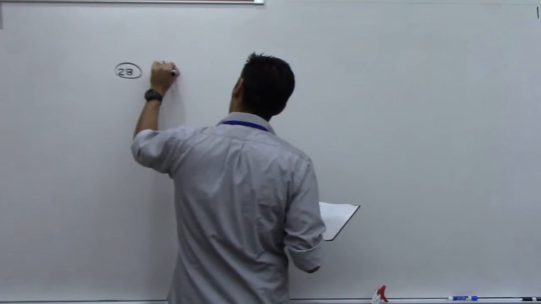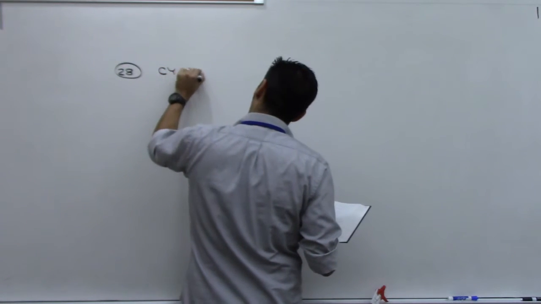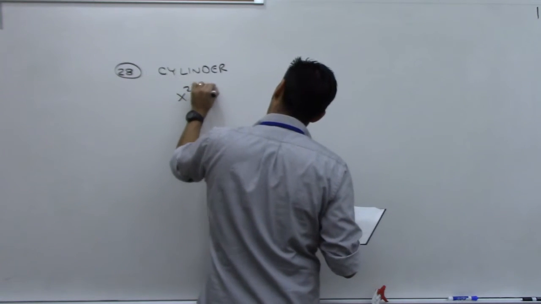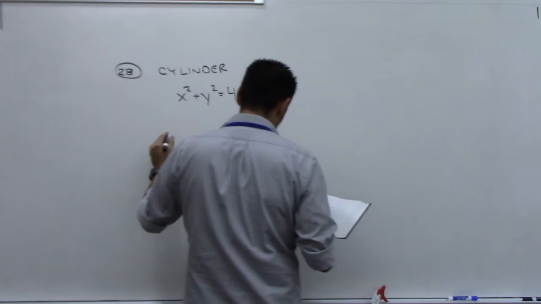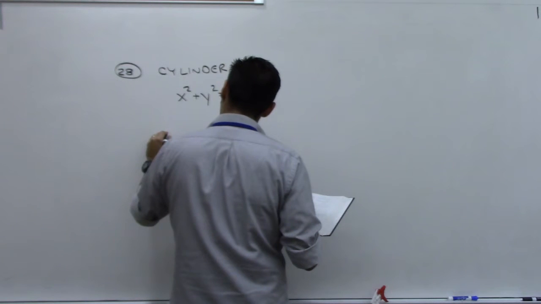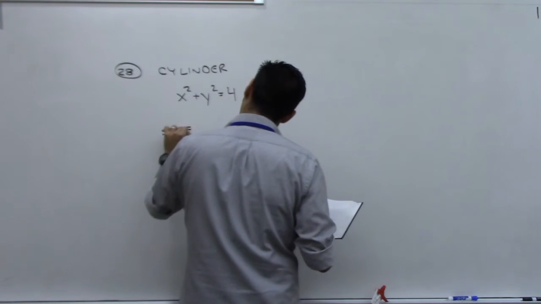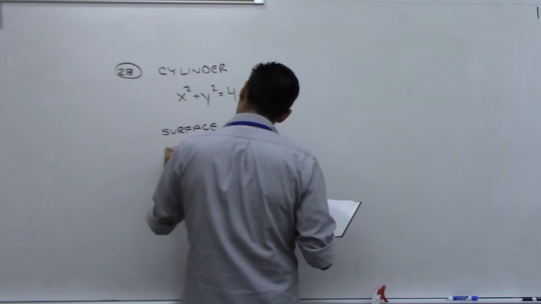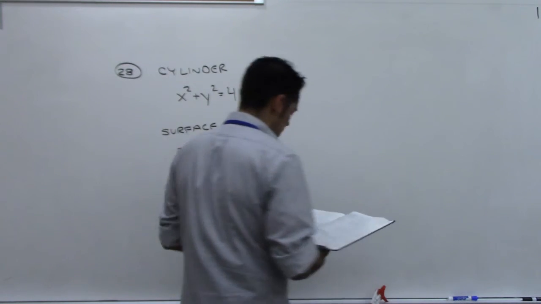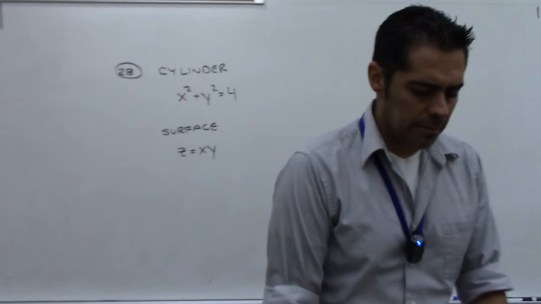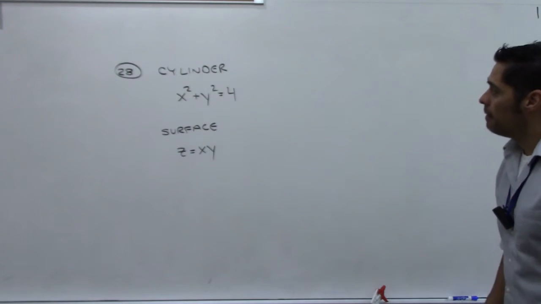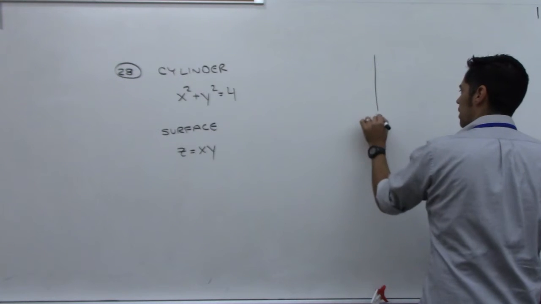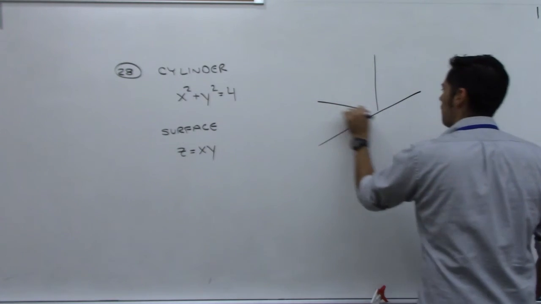So I have a cylinder which is given to me to be x squared plus y squared equals 4. And I'm given a surface z equals xy. Now, they're not asking me to graph any of this, but I'm going to try, kind of, to do this three-dimensionally. So let's see.